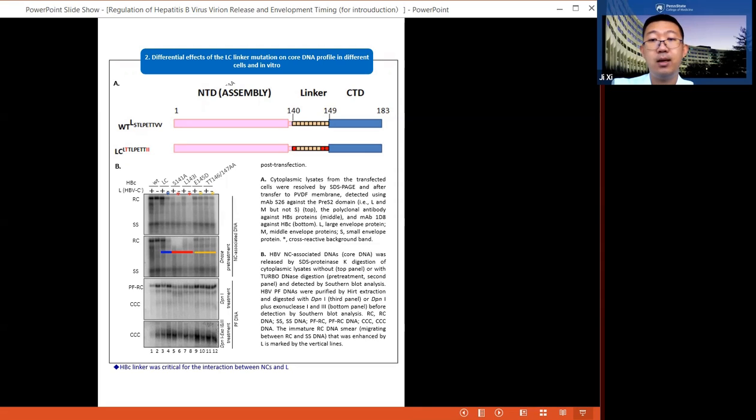And L protein not merely influenced the rcDNA in the mature capsid. Without the L protein expression, the level of double-strand DNA smear below the rcDNA also decreased in the wild-type and LC capsid. And during the loss of L protein expression, the wild-type and LC show increased protein-free rcDNA and cccDNA. But the other linker mutants show no influence on the level of protein-free DNAs. This result implied the HBC linker was critical for the interaction between the capsid and the L protein.